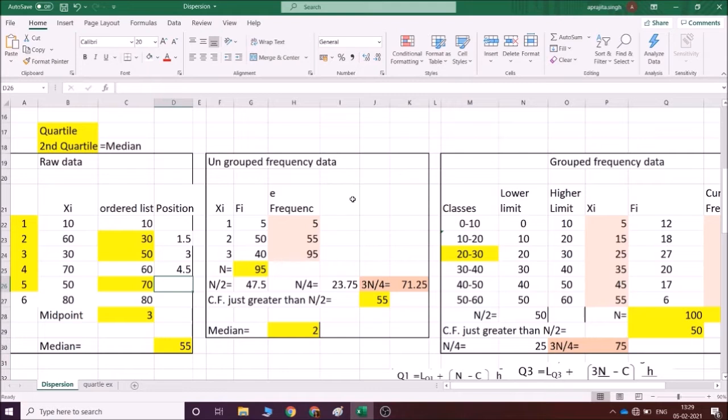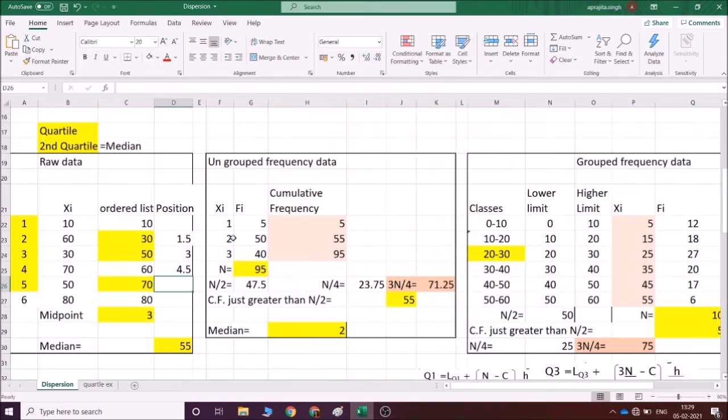Now if quartiles are to be found out, in case of ungrouped frequency distribution, how do you go about it? You have to first find out the cumulative frequency. So how do you find out the cumulative frequency? This is the data given to you. 5, you write 5 over here. 5 plus 50, 55, 55 plus 40, 95.